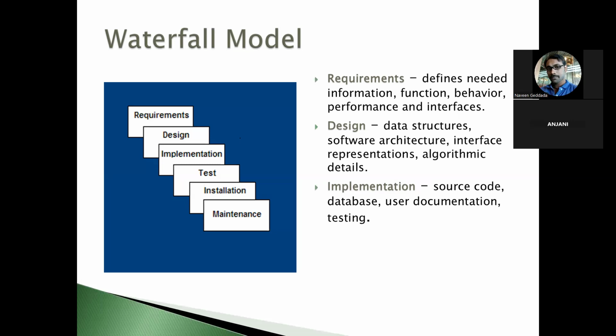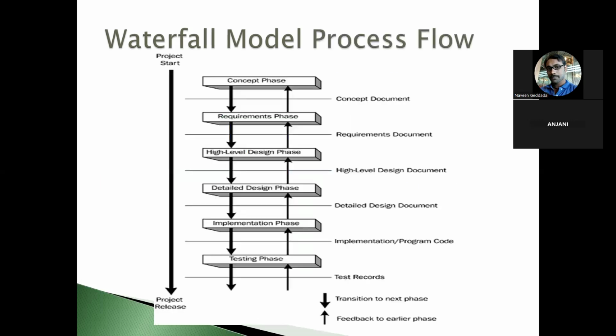Now, we already discussed all these steps in our earlier sessions, like the requirements phase, design phase, implementation, test, installation and maintenance. So now we will see how the waterfall model works. This is how the waterfall model process flows. You can see the project start here and then the project release. In between these, we will have different phases, which are the concept phase, requirements phase, high level design phase, detailed design phase, implementation phase, and the testing phase.